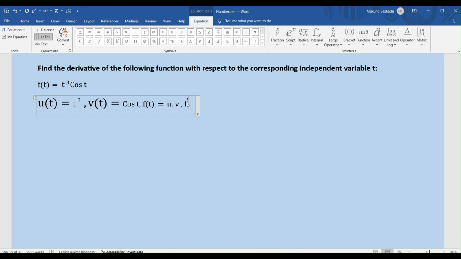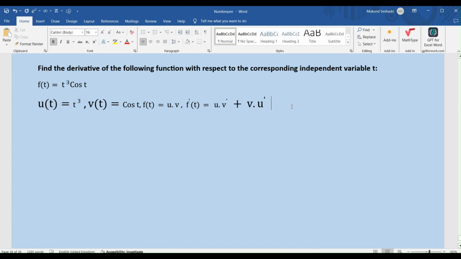I straight away go and apply my product rule to this particular equation, and I get, right, it is u v dashed plus v u dashed, right? So let's do that. So let's move to the next line because we'll have to solve for v dashed and u dashed. We know what is our u and v now.